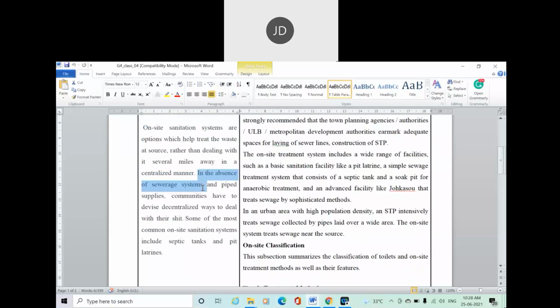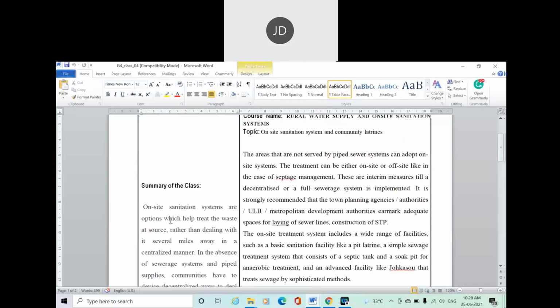In the absence of a sewerage system or piped supply, a particular community has to devise a decentralized way to deal with the waste. Some of the most common on-site sanitation systems include septic tank and pit latrine. Regarding pit latrine, we have already discussed different kinds in the previous classes, dry latrine, dry privy or wet privy. So septic tank is also one kind of on-site sanitation you can consider.